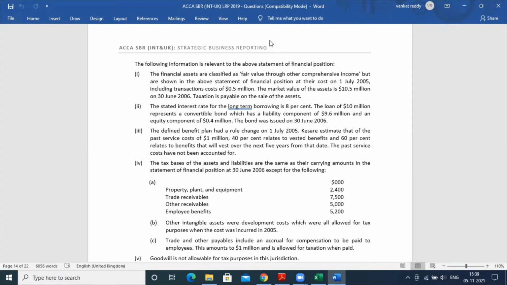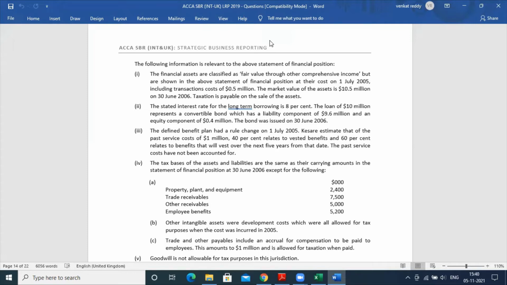Now this is the first adjustment. So here do remember in the statement of financial position, it was given at its cost. But as per IFRS 9, we need to show this financial asset at its fair value, that is 10.5 million. And the second adjustment is the stated interest rate for the long-term borrowing is 8%. And the loan of 10 million represents a convertible bond which has a liability component of 9.6 million and an equity component of 0.4, and the bond was issued on 30th June 2006.